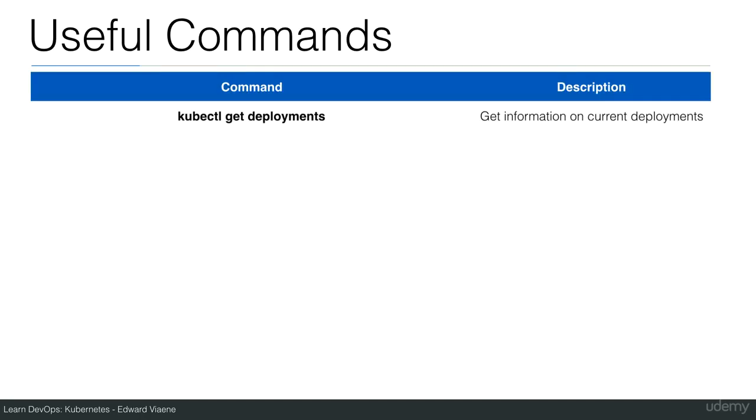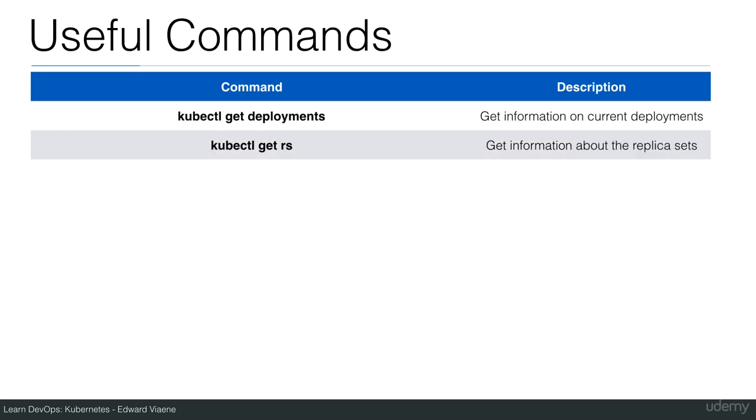To get information on the current deployments, you can use kubectl get deployments. Because deployments are using replica sets, you can use kubectl get rs, rs stands for replica set, to get the information about the replica sets. kubectl get pods with --show-labels can show you the pods that are running. You can use pods or just pod, and that will show you the pods that are running, including the labels.